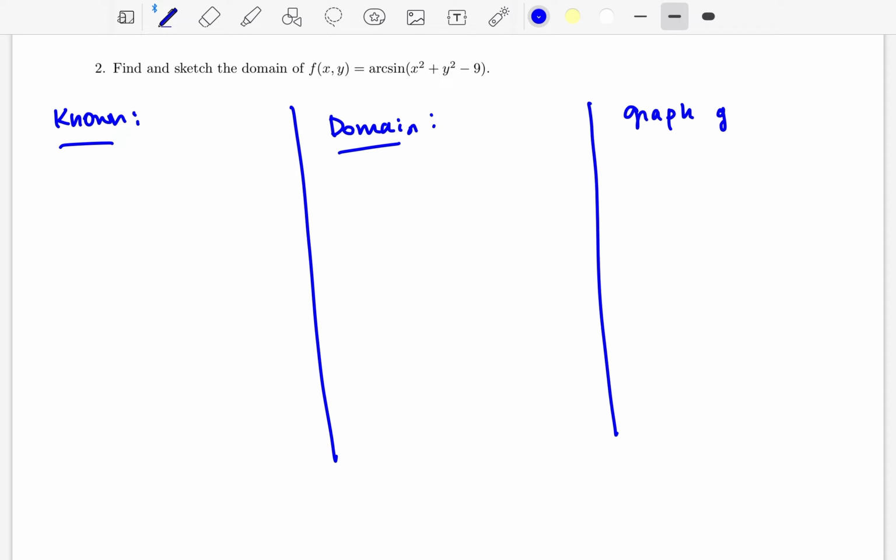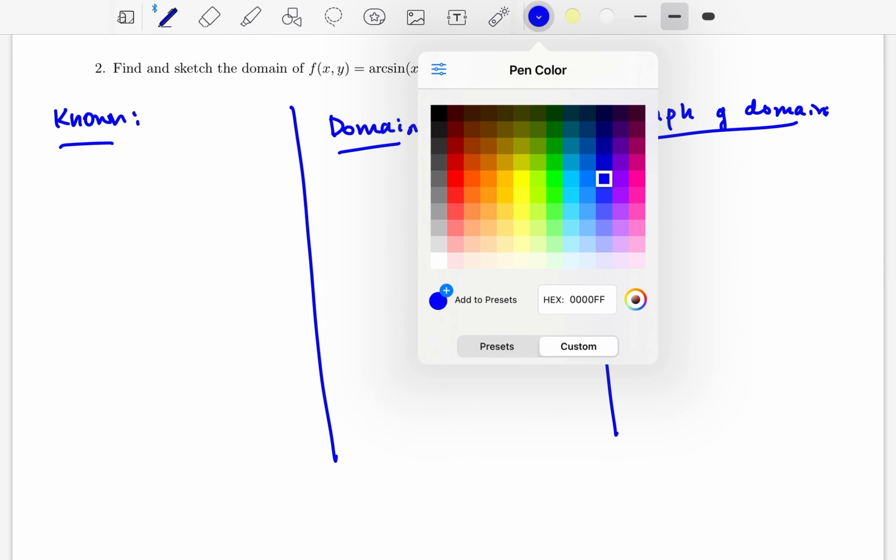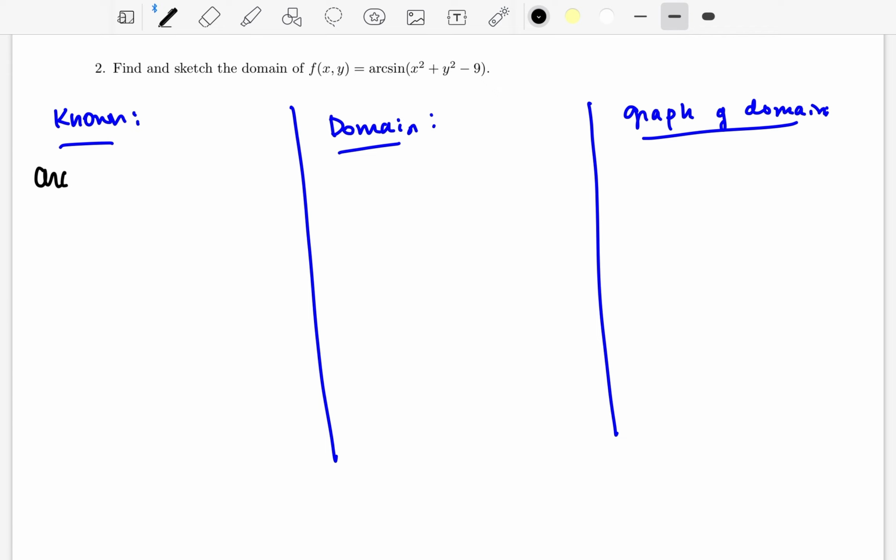Graph of domain. All right, so we have arcsine. So what do we know about arcsine? The domain of arcsine: arcsine of x is defined for x in between -1 and 1, including -1 and 1.